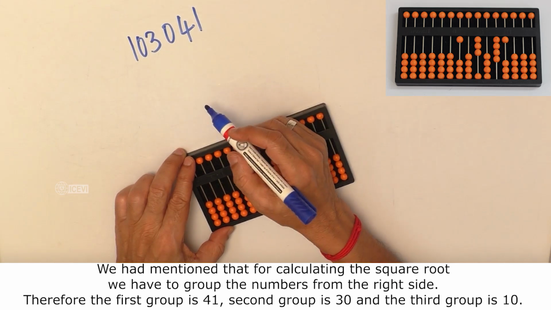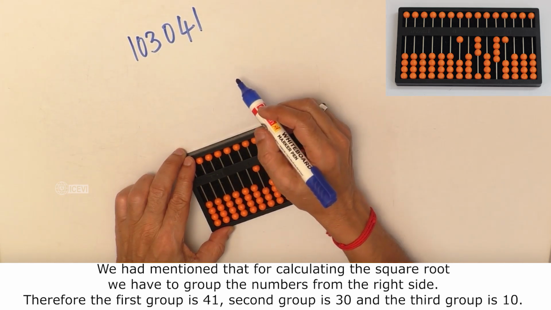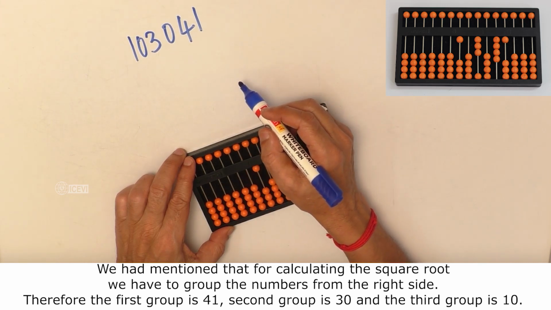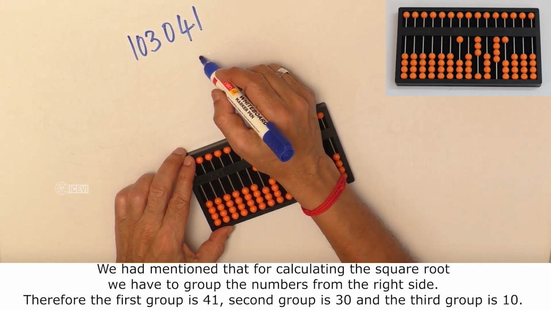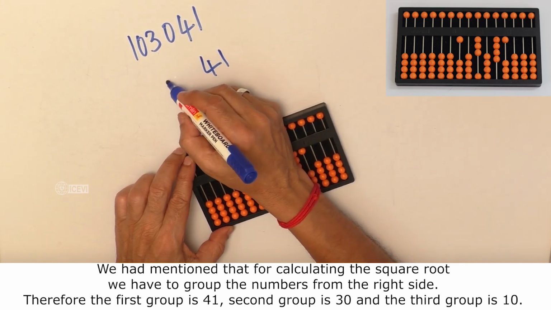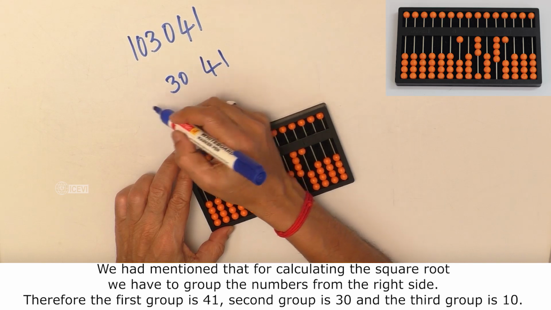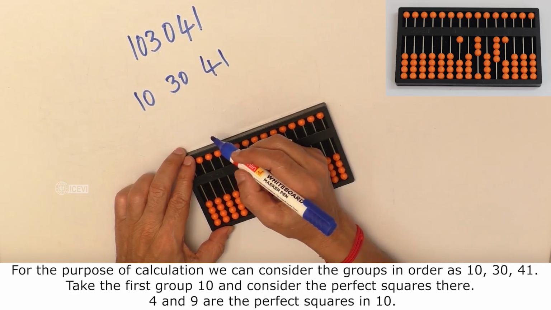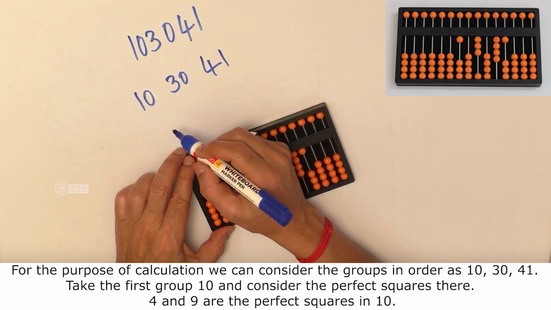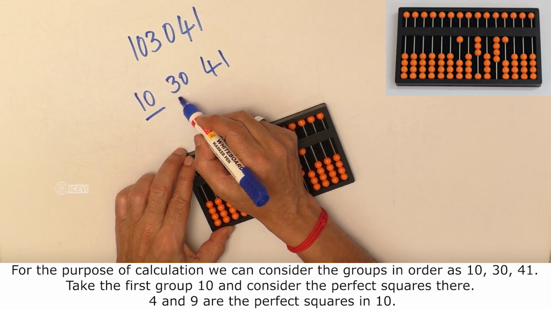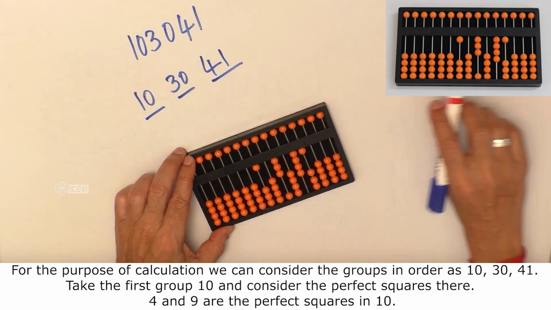We had mentioned that for calculating the square root, we have to group the numbers from the right side. Therefore, 41 is one group, 30 is another group, and 10 is another group. For the purpose of calculation, we consider the groups in order as 10, 30, and 41.